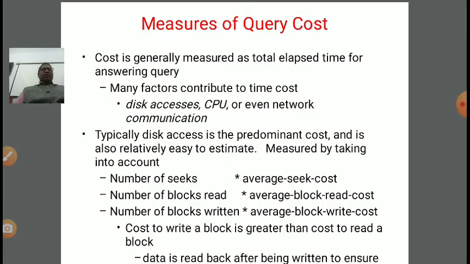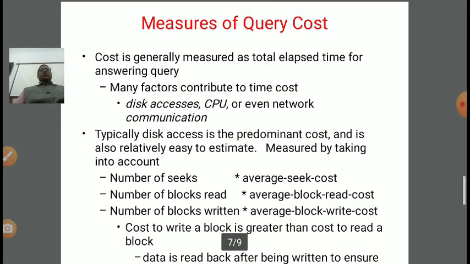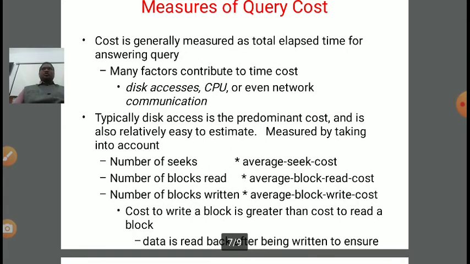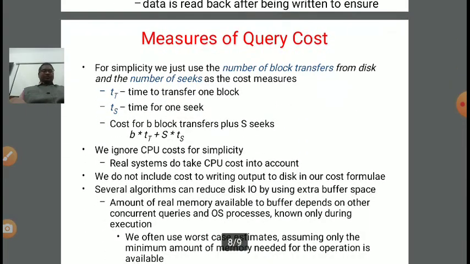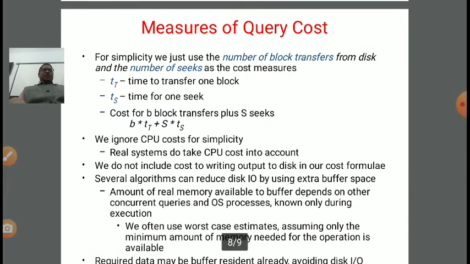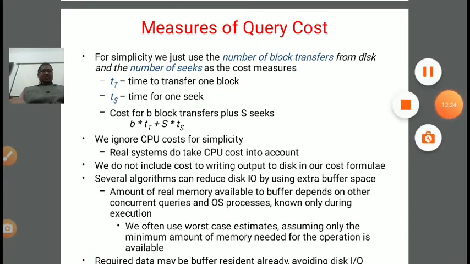Now, the cost to write a block is greater than the cost to read a block. In writing, more cost is consumed and more disk access is required in comparison to reading a particular block. Data is read back after being written to ensure correctness. Continuing this measure of query cost, some more parameters.